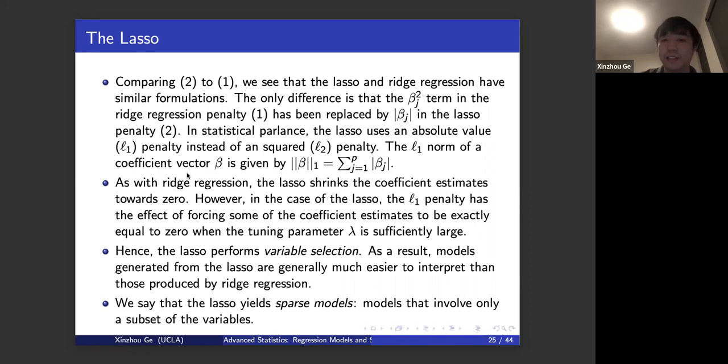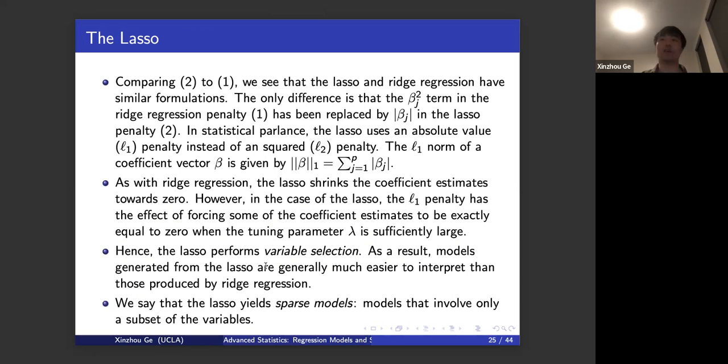As with ridge regression, the lasso shrinks the coefficient estimates towards 0. However, in the case of the lasso, the L1 penalty has the effect of forcing some of the coefficient estimates to be exactly equal to 0, when the tuning parameter is sufficiently large. Hence, the lasso performs variable selection. As a result, models generated from the lasso are generally much easier to interpret than those produced by ridge regression. And as we can do variable selection, lasso yields sparse models, and we only involve part of the variables.